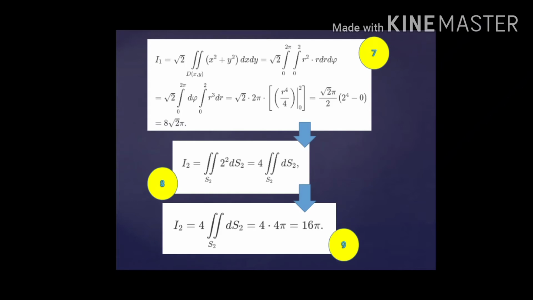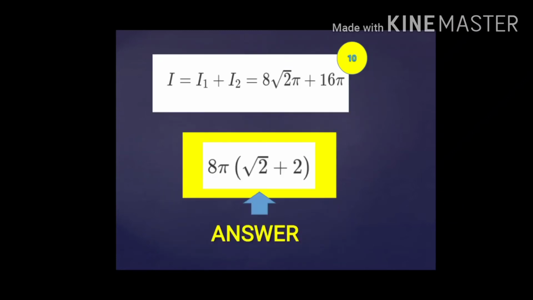where the double integral of dS sub 2 represents the area of the base, which is pi multiplied by 2 squared, equal to 4 pi. Hence, this gives us the equation in picture number 9 and the value for I sub 2, which is 16 pi. Now, we substitute the values of both I sub 1 and I sub 2 in the equation I equals I sub 1 plus I sub 2, giving us our surface integral for this example, which is 8 pi times the quantity square root of 2 plus 2.